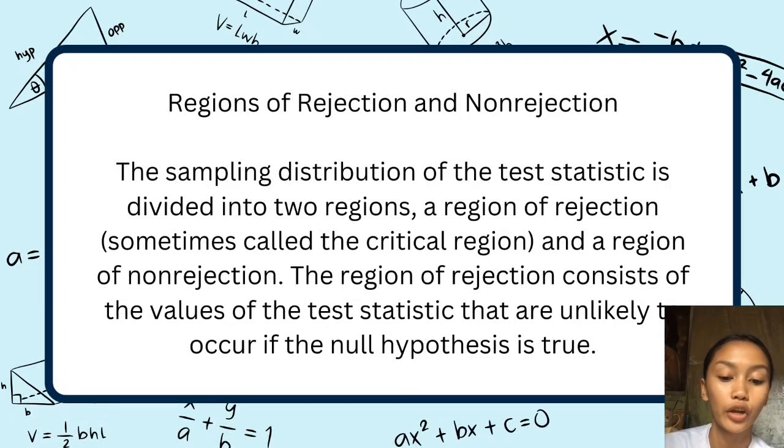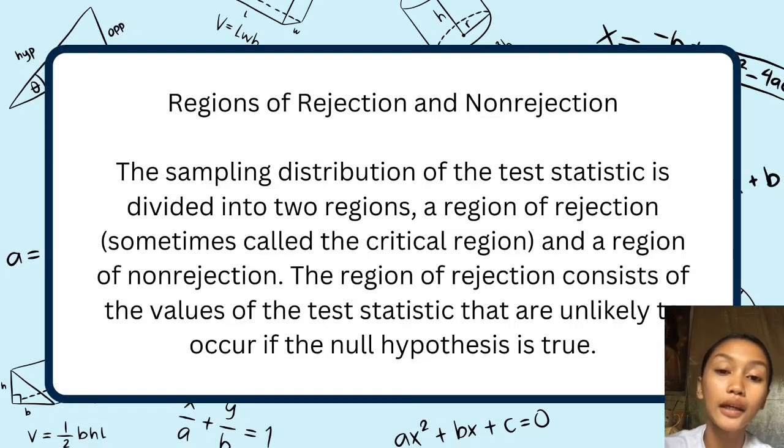The region of rejection contains the values of the test statistic that are unlikely to occur if the null hypothesis is true. These values are much more likely to occur if the null hypothesis is false. Therefore, if a value of the test statistic falls into this rejection region, you reject the null hypothesis because the value is unlikely if the null hypothesis is true.